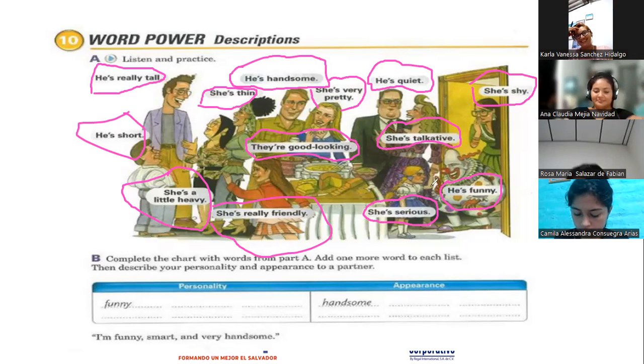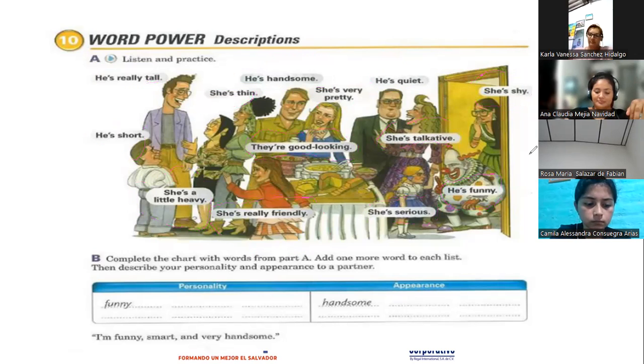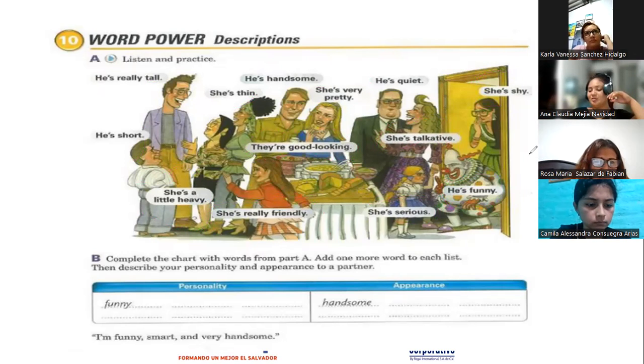So we'll go on to the next part about the activity. It says: complete the lists with the words from part eight and add one more word to each list. Then describe your personality and appearance to a partner. Entonces, usted va a hacer una lista de aquellas palabras que se refieren a personalidad y aquellas que se refieren a apariencia. En inglés, digan conmigo, personality.